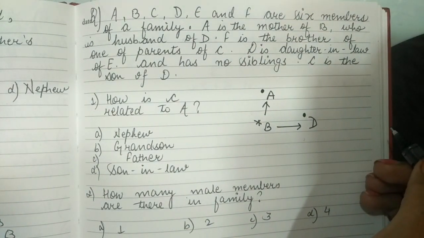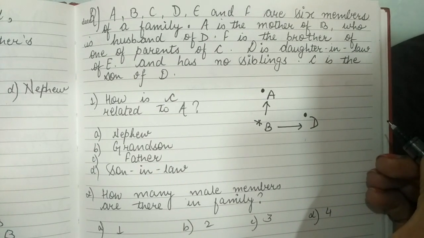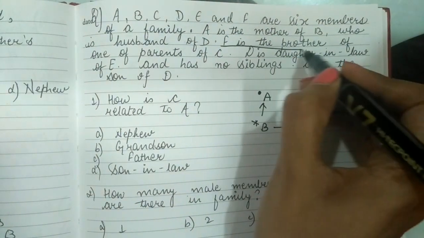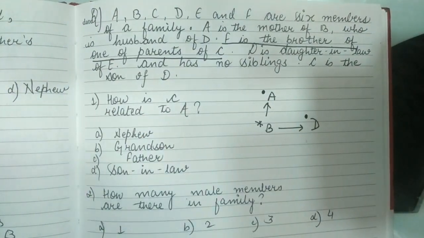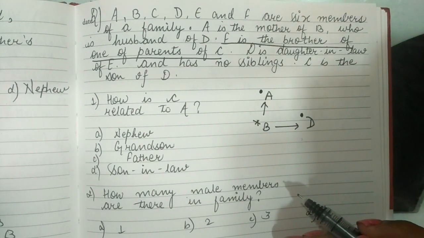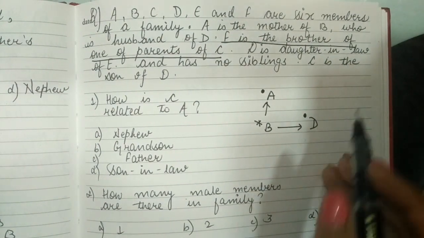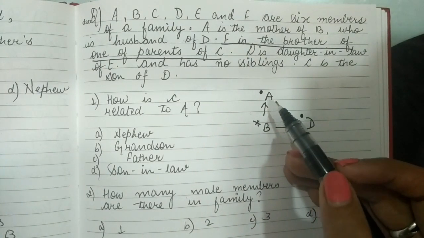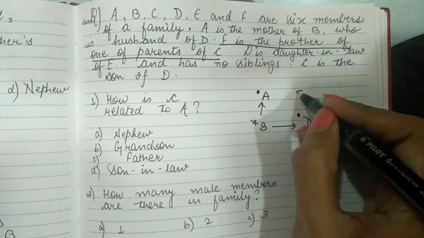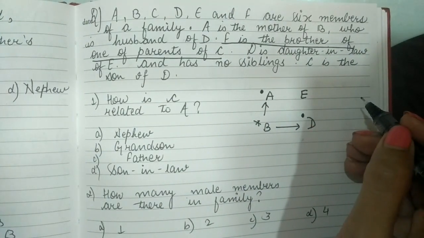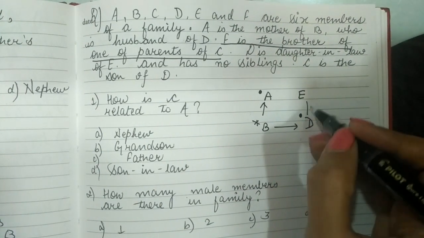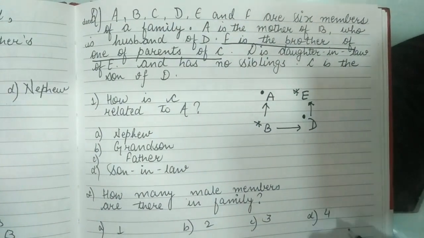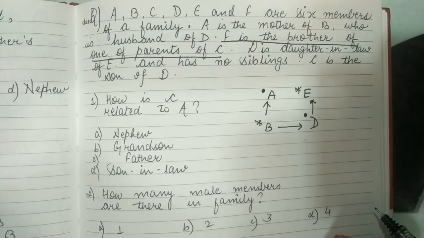Next is F is the brother of one of the parents of C. Till now we don't know who is C. So let's put this line on hold. Next is D is daughter-in-law of E. Since A is mother, this definitely show E and A are husband and wife. Since D is daughter-in-law of E, E is father of B. He is also a male member.